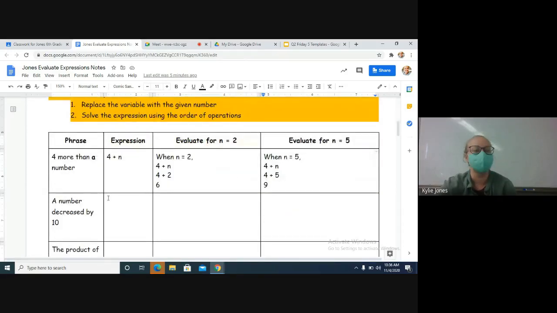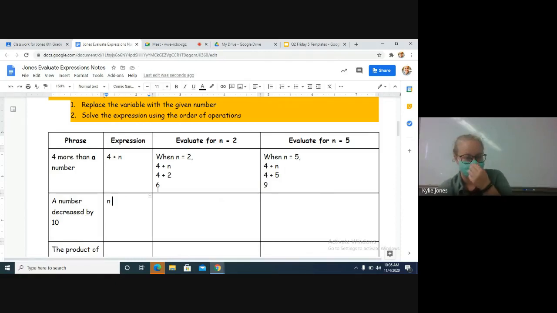Part 2, our second one says, a number decreased by 10. What does the word decrease mean? Subtract. Now the key when you see anything that says a number, it just means the variable. You don't know the number, so it's your variable. So a number is just n. It's the number you don't know. It doesn't matter if it's uppercase, you're okay.